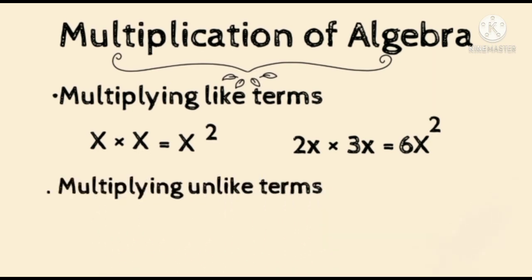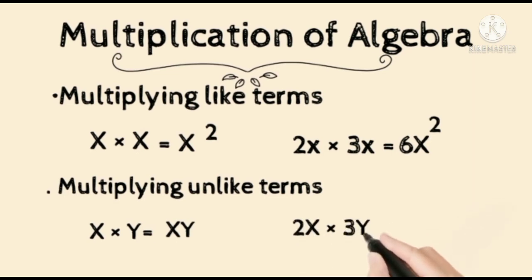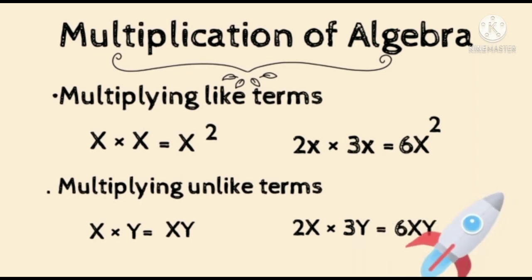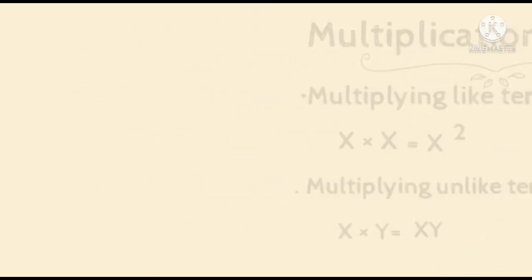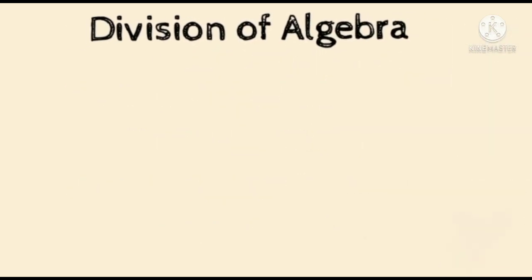Next, multiplying unlike terms. I'll take x and y which are unlike terms. Together they give you xy. Next, I'll consider a number with that, 2x into 3y, which gives me 2 into 3 is 6, and x into y is xy, so 6xy. Next, I'll move to the topic of division of algebra.